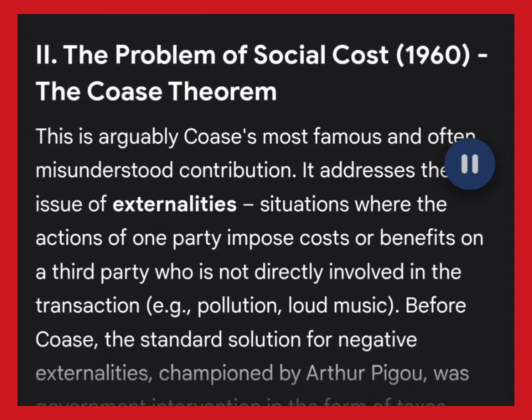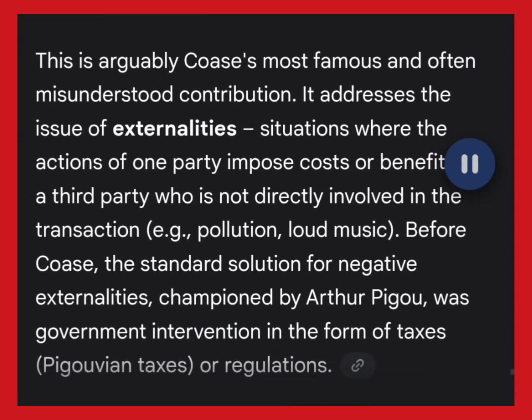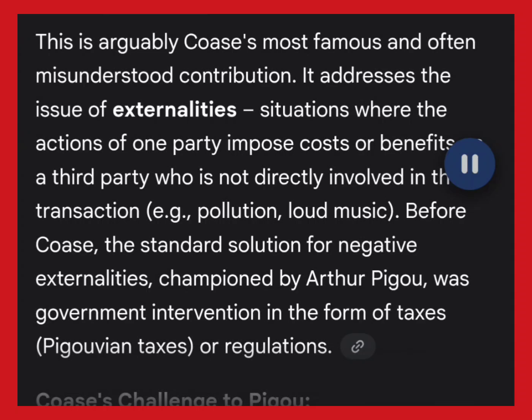Before Coase, the standard solution for negative externalities, championed by Arthur Pigou, was government intervention in the form of taxes, Pigouvian taxes, or regulations. Coase's challenge to Pigou: Coase argued that Pigouvian taxes, which assume a clear polluter and victim, often misdiagnose the problem. He saw externalities as a reciprocal problem. The problem is to avoid the more serious harm.